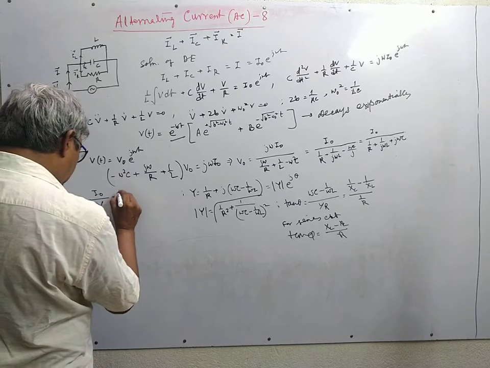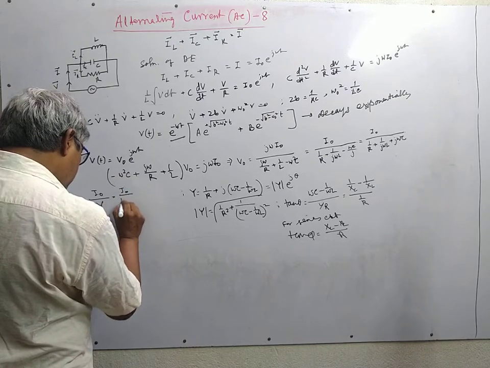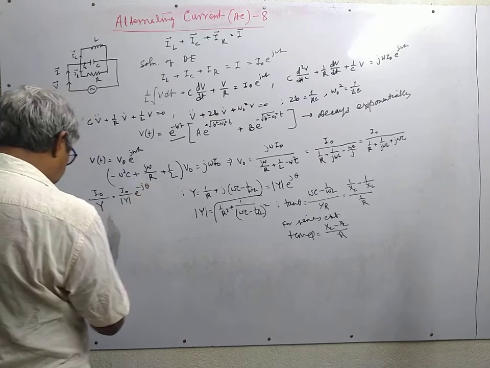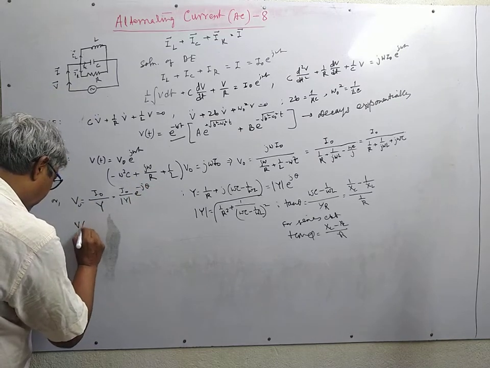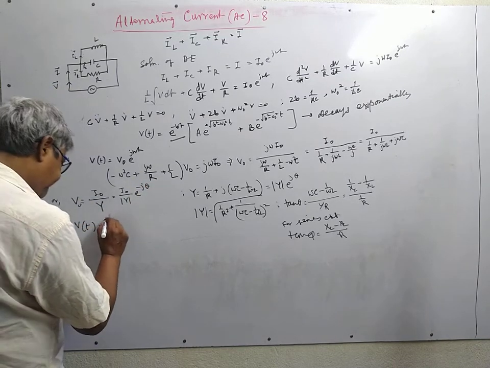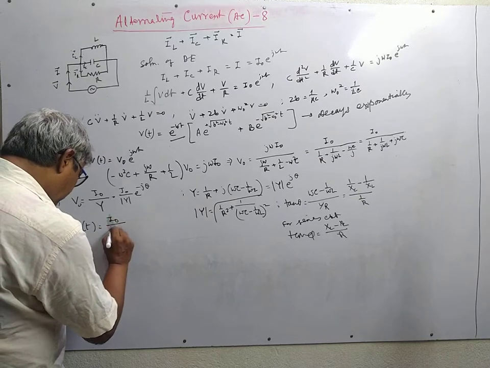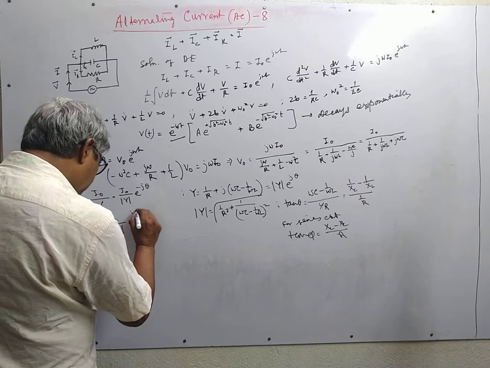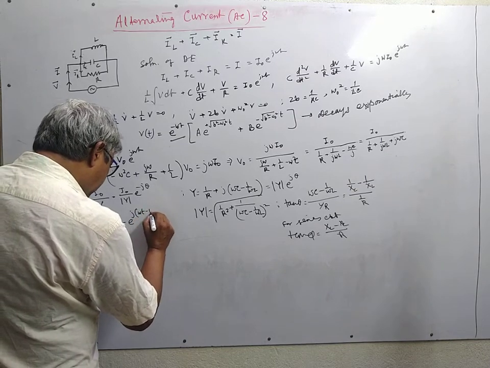So we write it as I0 by mod Y, e to the power minus j theta. So the instantaneous value of voltage is I0 by mod Y, e to the power j omega t minus theta.